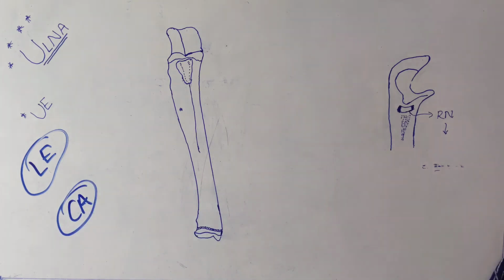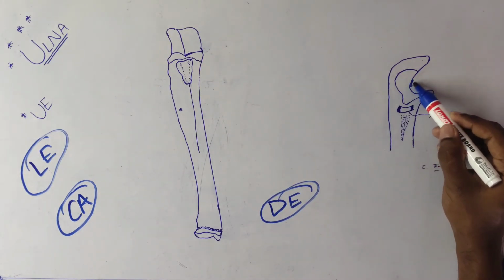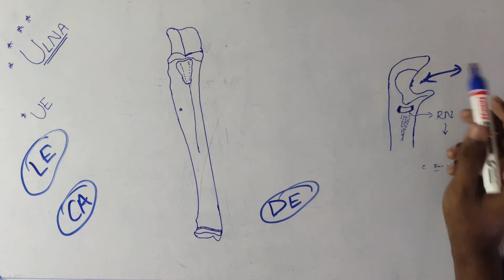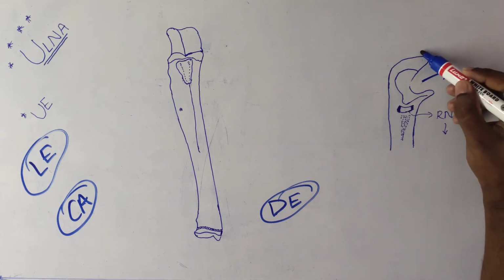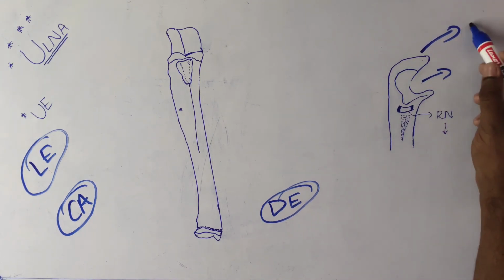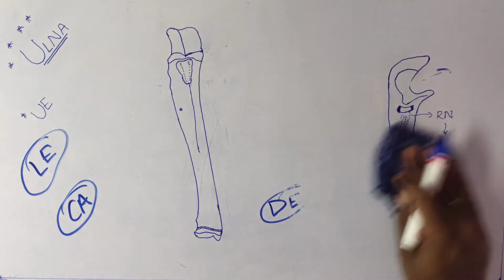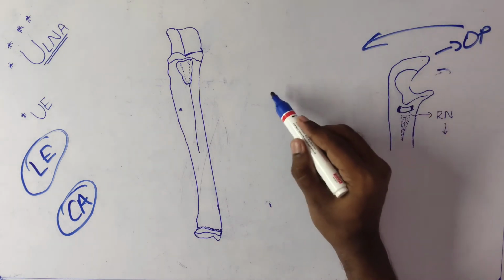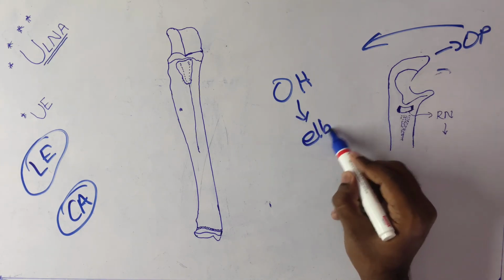Clinical anatomy. The first thing is dislocation of the elbow. Here we can see clearly where the dislocation occurs. Dislocation of the elbow joint. Next, fracture of the olecranon process. This is the most common fracture, and it occurs when we fall on an outstretched hand onto the elbow.